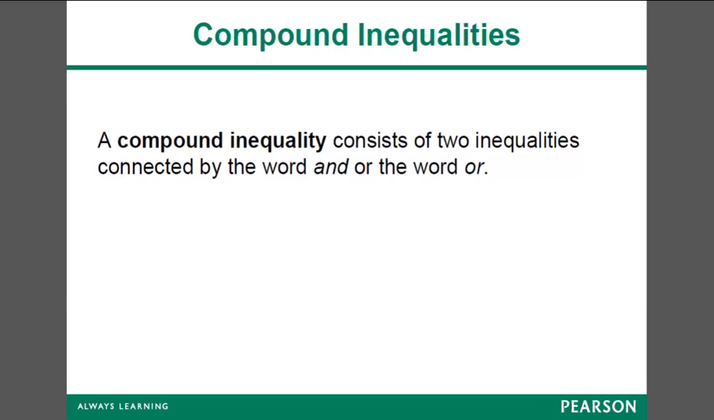A compound inequality consists of two inequalities connected by the word and or the word or. When we solve these, the word and means that the inequalities both have to agree. They both have to be parts of the solution. The word or means when either one of them will work. That's part of the solution. Let's look at some examples.